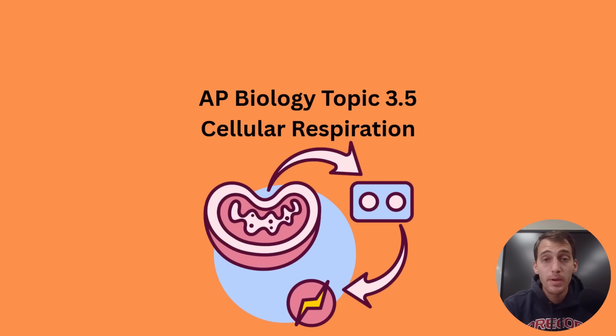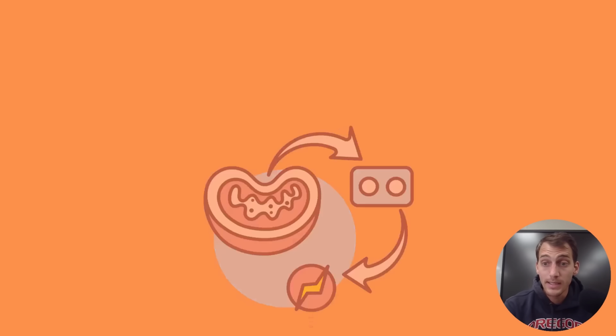Today we're getting into topic 3.5, which is on cellular respiration. This is the last topic of Unit 3, and it's a big one. All right, this is one that comes up on the AP exam for sure in some capacity. It's usually in the FRQ section. It's a big deal, so I don't want to waste any time, and let's get into it right away.